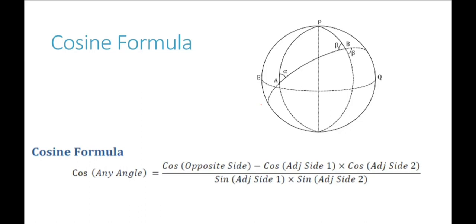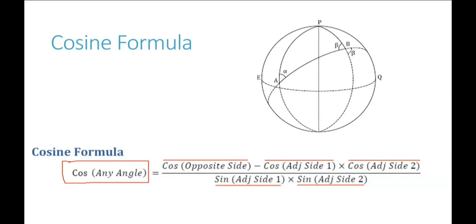So how do we do it? The first formula is the cosine formula. So what is this cosine formula? You can see this on the screen right now. Cos of any angle in this triangle is equal to cos of opposite side minus cos of adjacent side 1 multiplied by cos of adjacent side 2, all divided by sine of adjacent side 1 sine of adjacent side 2.